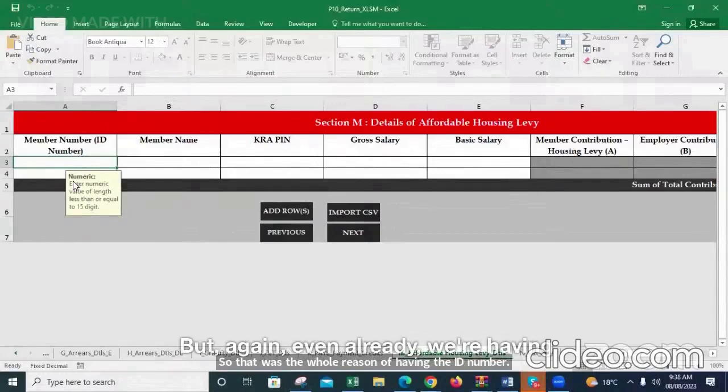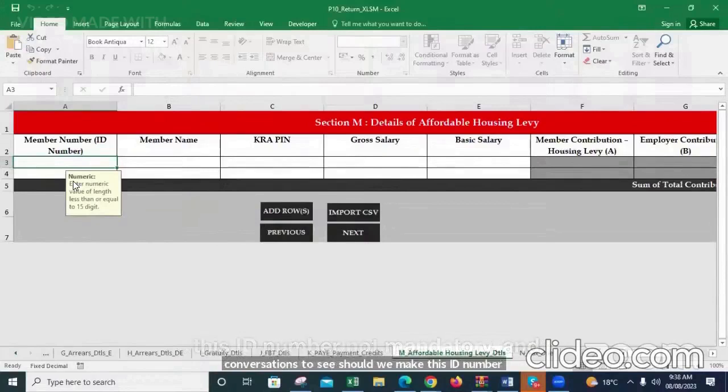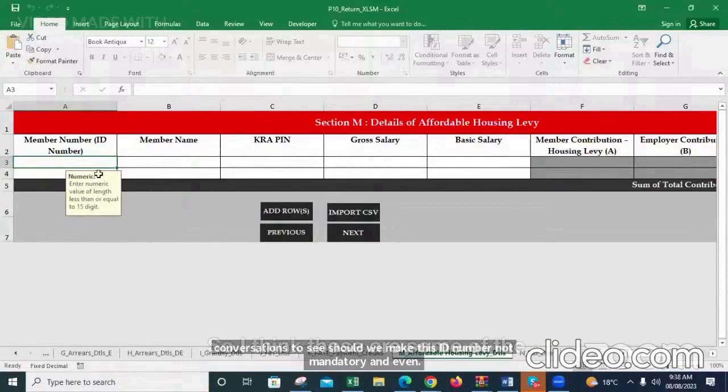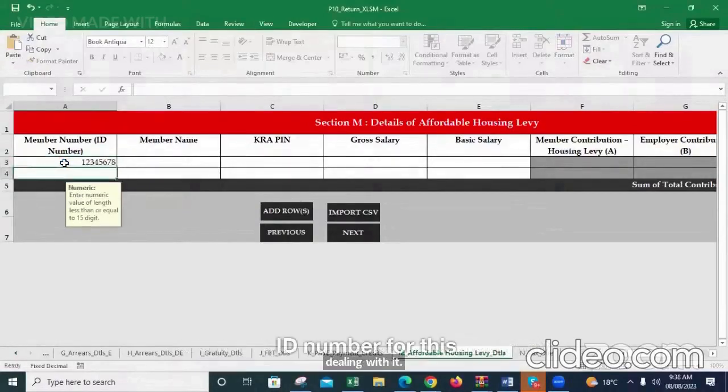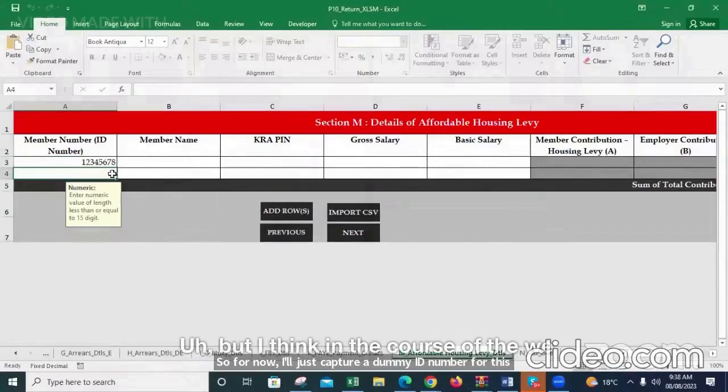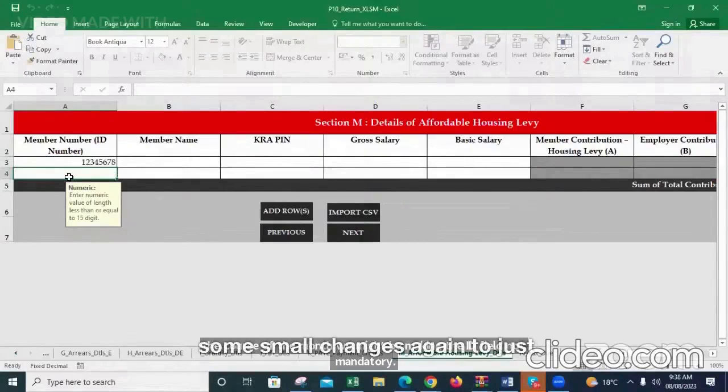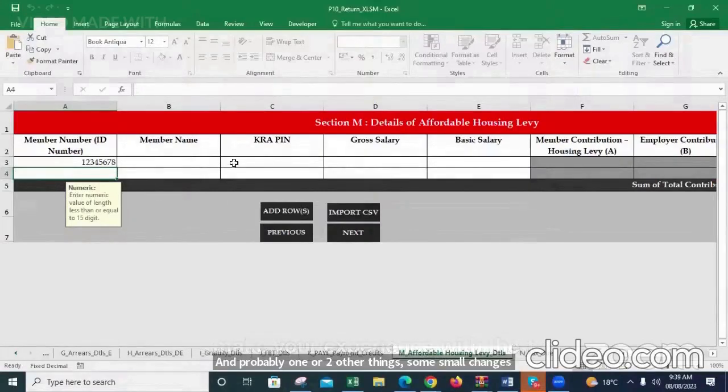So that was the whole reason of having the ID number, the member number being the ID number for that time. But even already we are having conversations to see, should we make this ID number not mandatory, and even between the ID number and the PIN, which one? Those are some of the things we're currently dealing with. So for now, I'll just capture a dummy ID number for this employee. It is mandatory. All these fields are mandatory for now. But in the course of the month, we might be making the ID field not mandatory, and probably one or two other small changes to make your experience with complying with the housing levy slightly better, even as we have more conversations with the State Department for Housing.